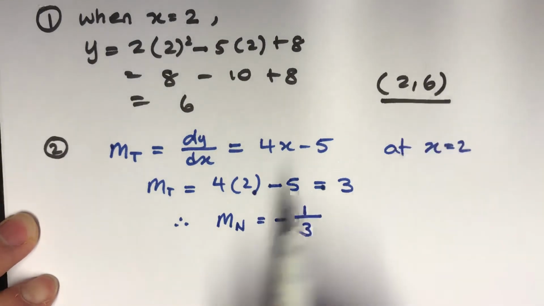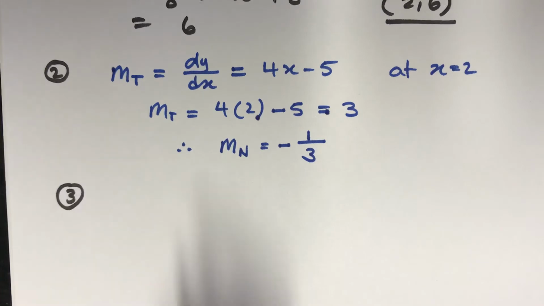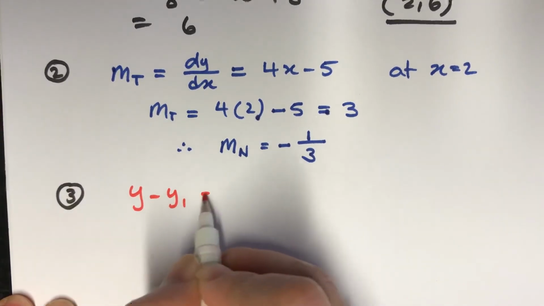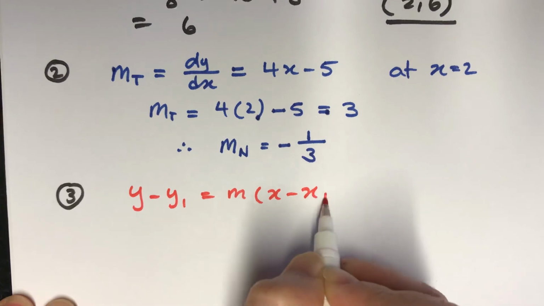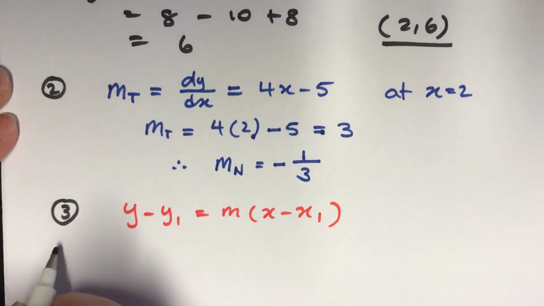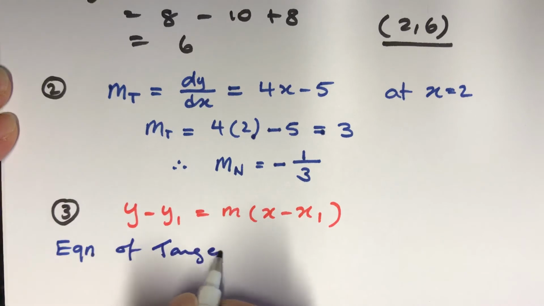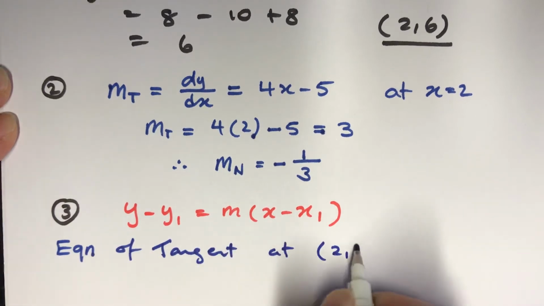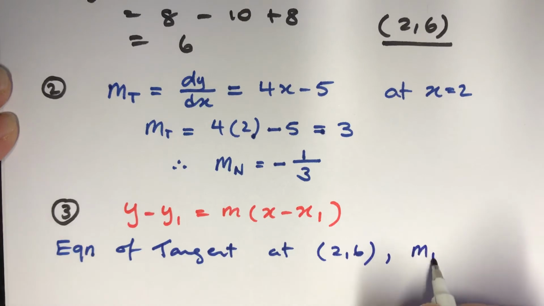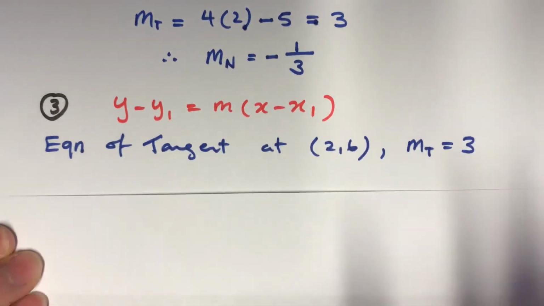All right, so that's done. I've got the point, I've got the gradients. I can move on to the final equation using the point gradient formula. If you didn't know, here it is. So that's what we're going to use. First, I'm going to find the equation of the tangent at 2, 6, and my gradient is 3. It's not too bad. So let's have a look. I'm going to put another paper, and here we go.